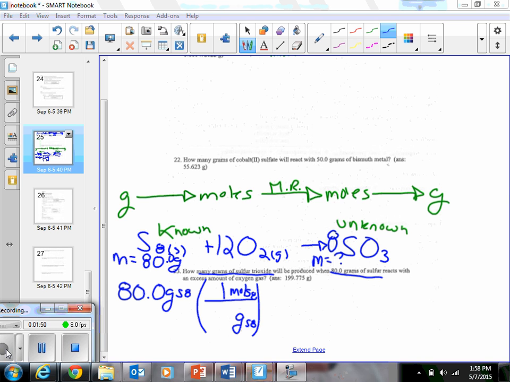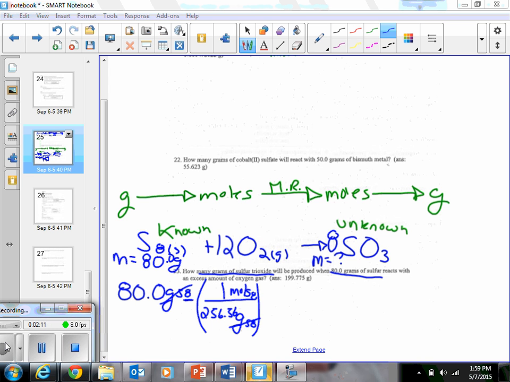Now remember that the molar mass of sulfur is not 32.07 grams per mole. It's 8 times that because each molecule has a total of 8 atoms, for a total of 256.56 grams. So grams of S8 cancel, and we have moles of S8.